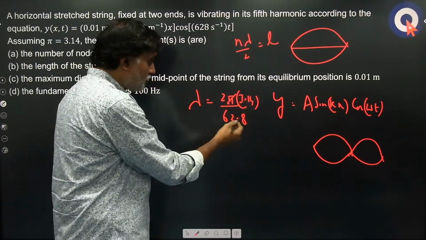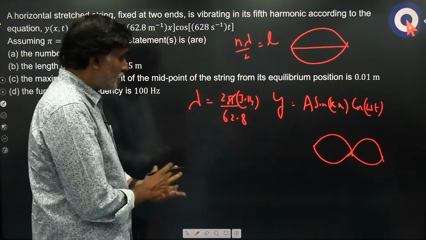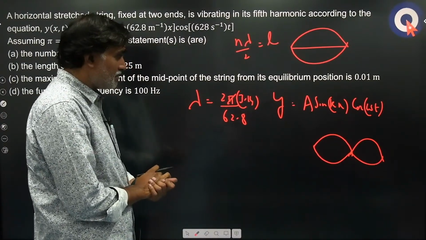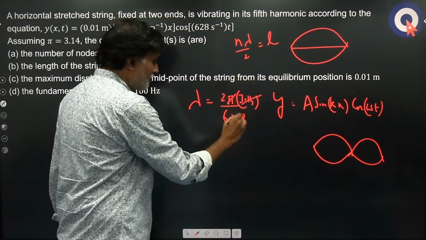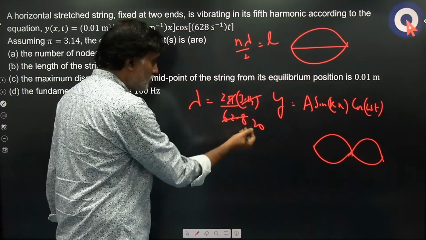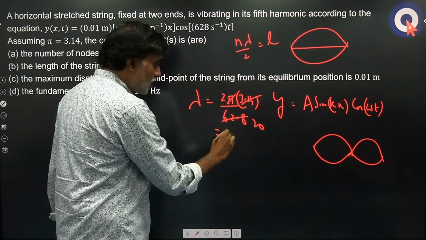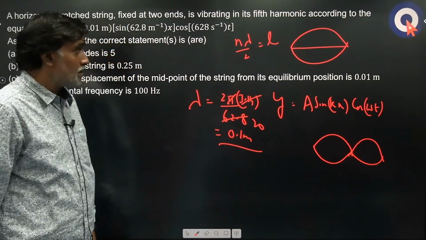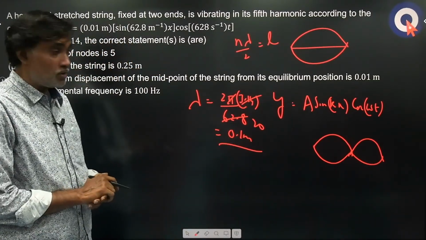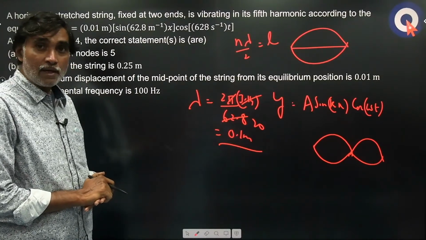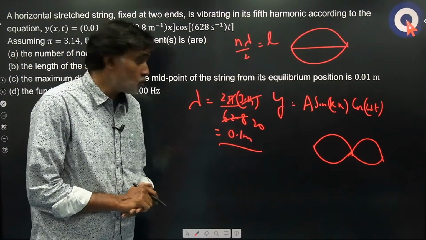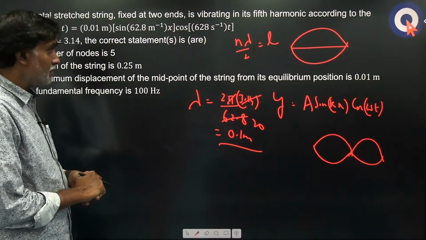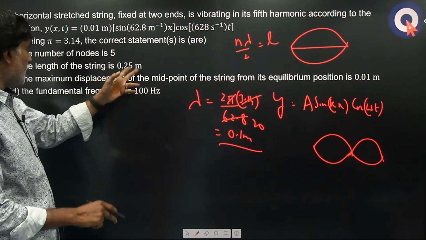So 3.14 and 62.8 means 20 times, I think. So this is 20. So 1 by 10. So lambda is 0.1 meters. Okay. Lambda is 0.1 meters. Then what is length? 5 lambda by 2. It's 2.5 into 0.1. That is 0.25. So what is length of the string? 0.25 meters. So this is correct.